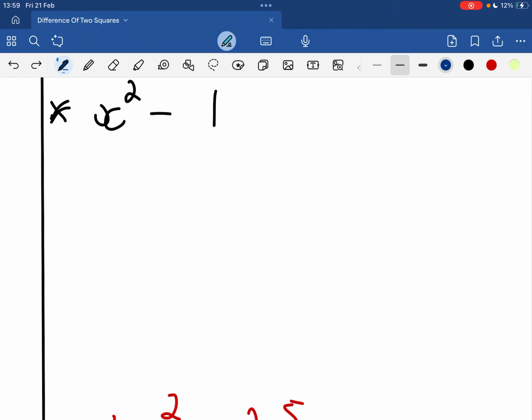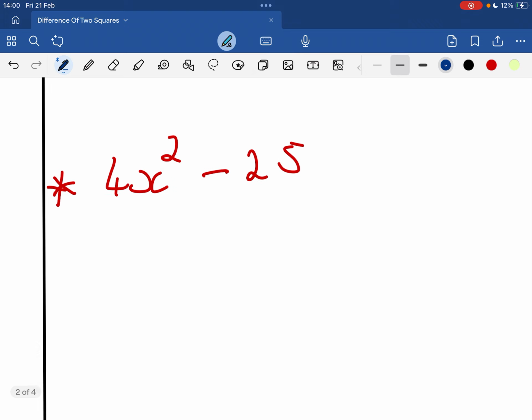Well, x squared is a perfect square because it's an exponent with an even exponent. 1 is also a perfect square because it can be written as 1 squared. Remember, 1 squared is just 1 times 1, which is 1. So 1 is a perfect square. The square root of 1 is 1. And so we're going to open here two brackets. We'll put x, x, 1 and 1. Then we'll put a plus and a minus.